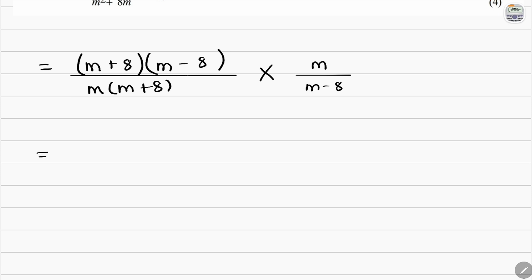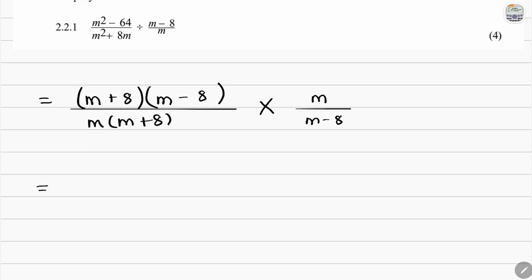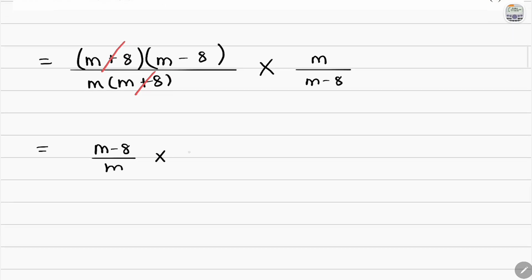Now, in the first fraction we have, you can see that m plus 8 is common. So these are multiplying, these are multiplying. We can't cancel when there's a plus or minus sign immediately there, but when we have brackets and we are multiplying all through, then we can. So m plus 8 will cancel with m plus 8, and then all we are left with here is m minus 8 over m. And then we are multiplying by m over m minus 8.